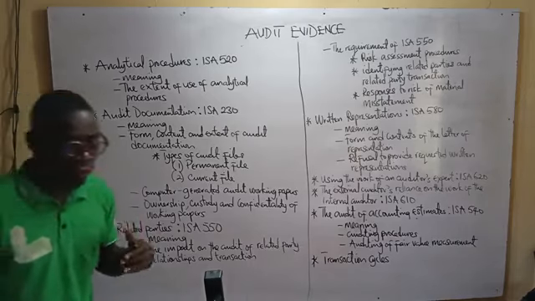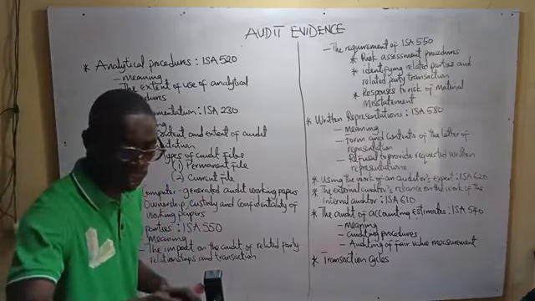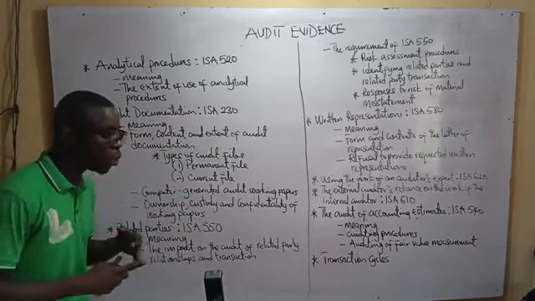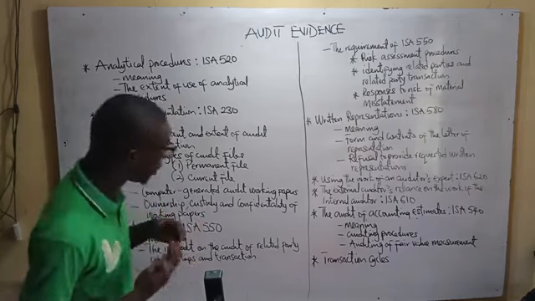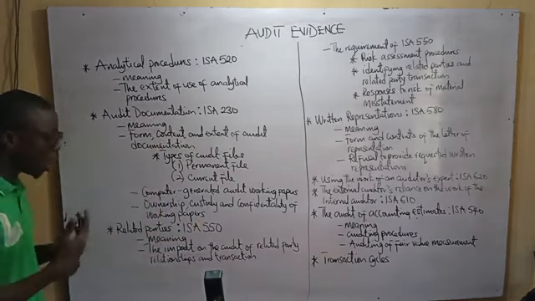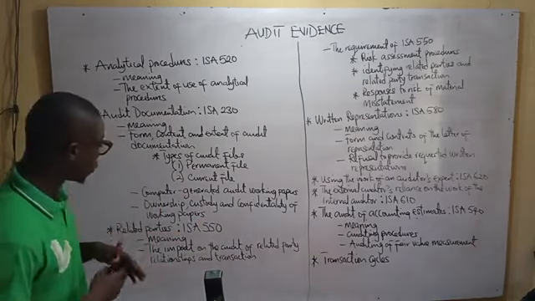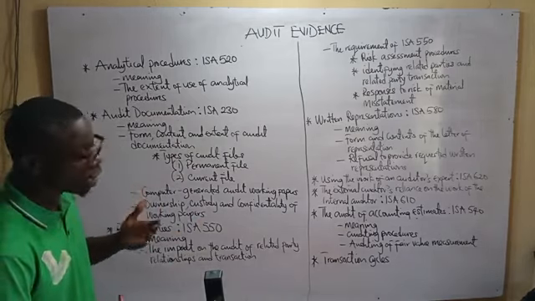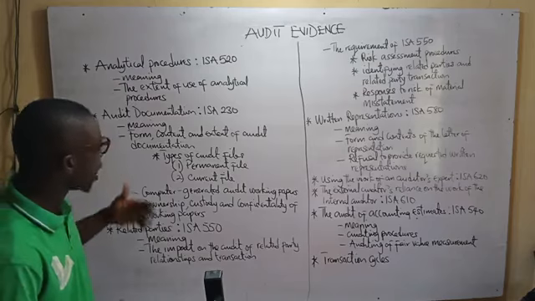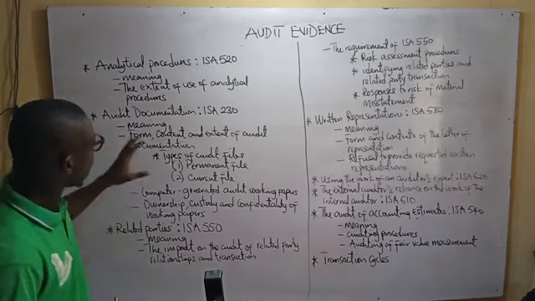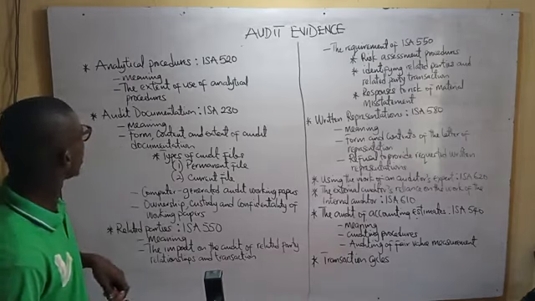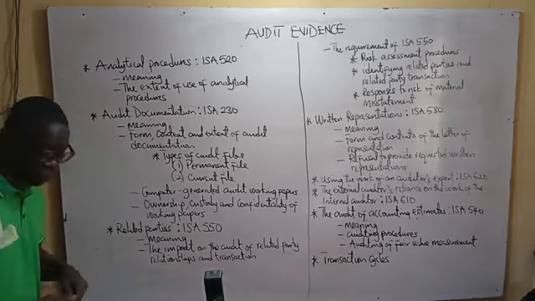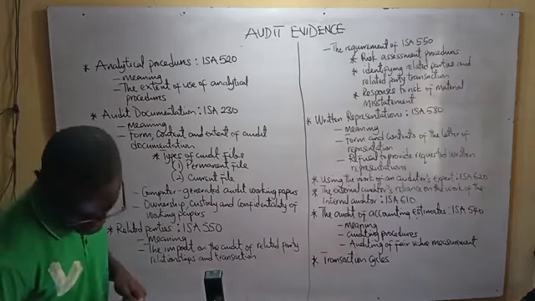So this standard provides the content, the form of audit documentation, the types of file that you can keep, and it also talks about the confidentiality of audit working paper and all. So that's what we'll be looking at. We'll be looking at what we mean by audit working paper or audit documentation. So let's look at this one after the other.